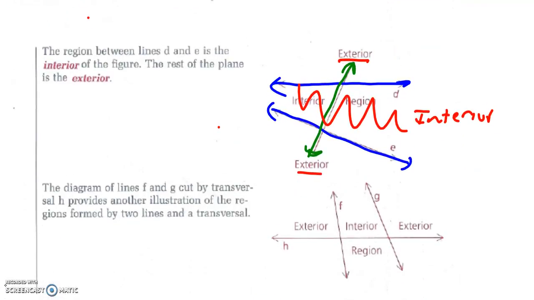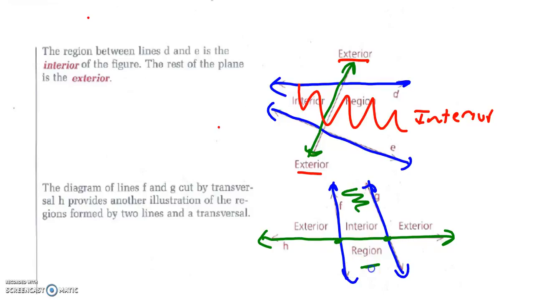Again, here's a second picture, kind of switching things around a little bit. Here are the two lines in the same plane. This time, this green line would be considered the transversal that intersects both of them. So this time, this region would be considered the interior because it's between the two blue lines, and these two regions would be considered exterior because they're beyond the two blue lines.